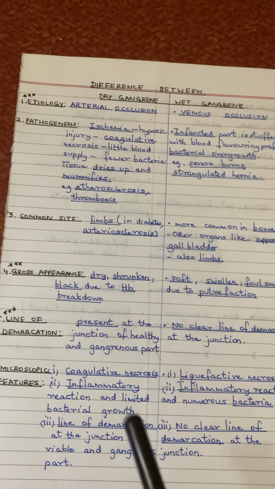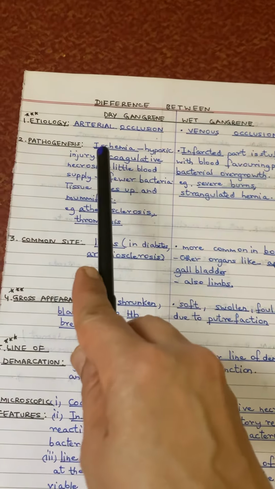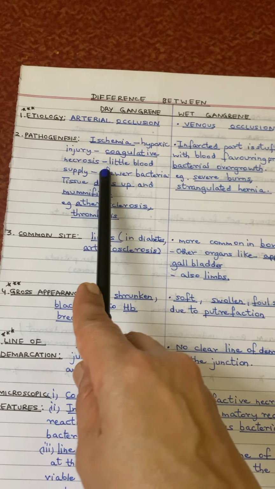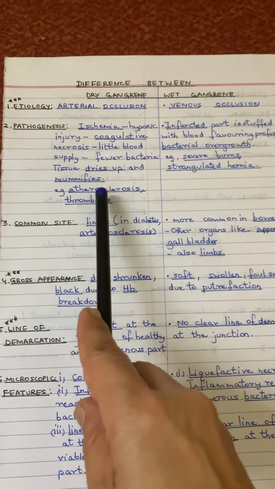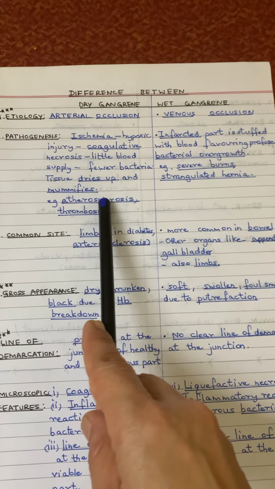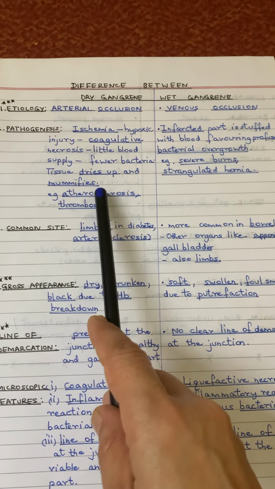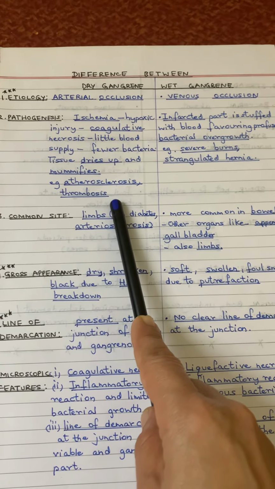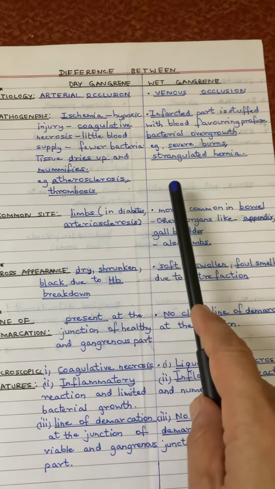Now what is the pathogenesis? In dry gangrene there is ischemia leading to hypoxic injury that leads to coagulative necrosis, that is, there is little blood supply, fewer bacteria. Because of this, the tissue dries up and mummifies. Example of dry gangrene is atherosclerosis and thrombosis.